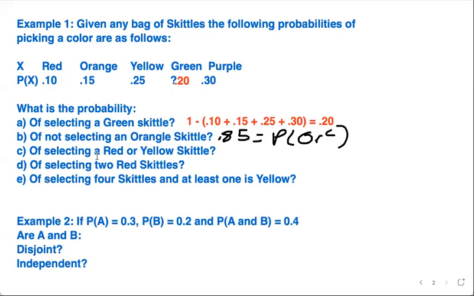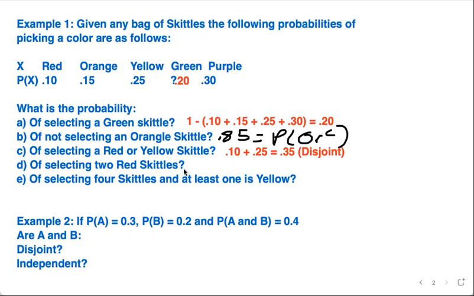What is the probability of selecting a red or yellow Skittle? Well, the probability of a red Skittle would be 0.10. The probability of a yellow Skittle would be 0.25. Add that together and you get 0.35. And a follow-up question would be, what kind of events is this if you're doing a red or yellow Skittle? And the answer is disjoint. Because I'm just pulling a single Skittle, I want to know if it's red or yellow.